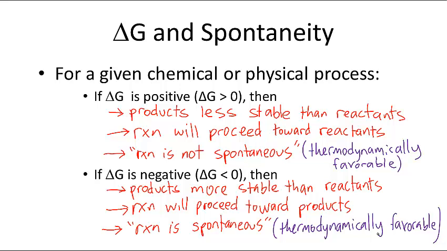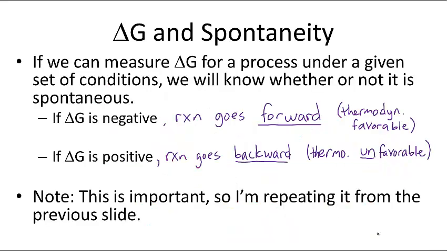So the key point that I repeated on 2 slides right before we left was if delta G is positive, then the reaction wants to go in reverse. If delta G is negative, the reaction wants to go forward. In other words, the reaction wants to go to lower G, lower Gibbs free energy. So whichever side has lower Gibbs free energy, that's the place the reaction is going to want to go. And I said it on 2 slides in a row.